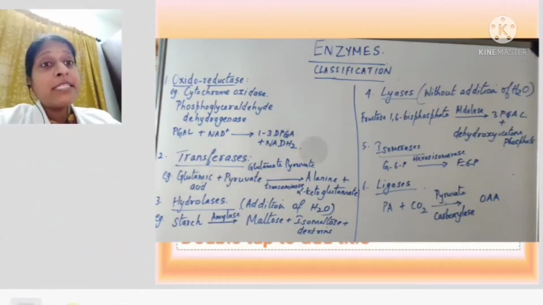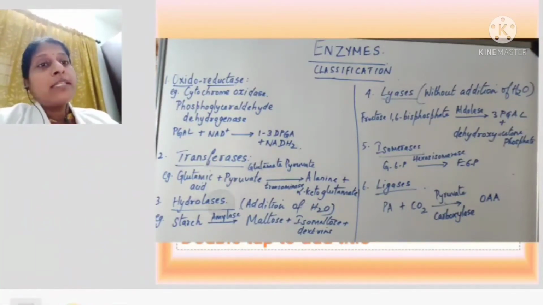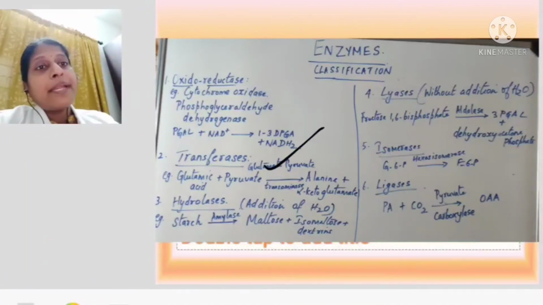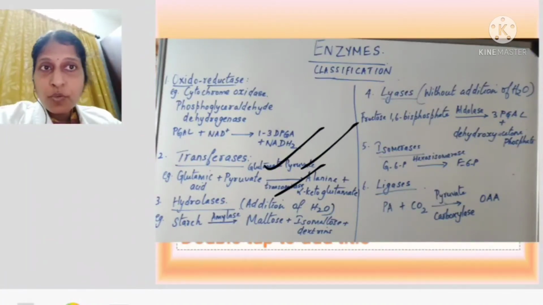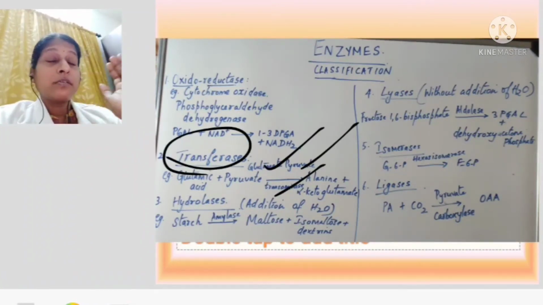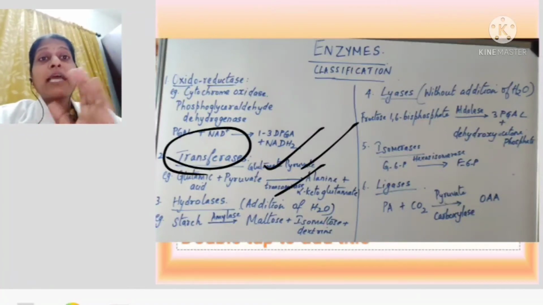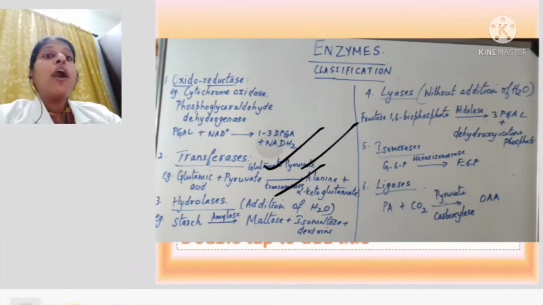That's why the enzyme which is involved in transferring this amino group from here to here, resulting in the formation of this product, we call it what? Glutamate pyruvate transaminase, since the amino group is transferred. So this sort of enzymes we call what? Transferases. The next enzyme is hydrolases.